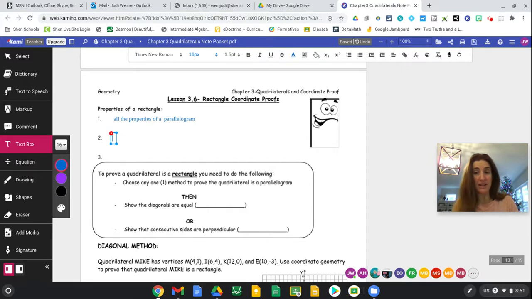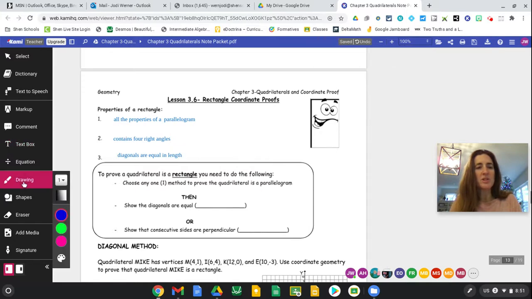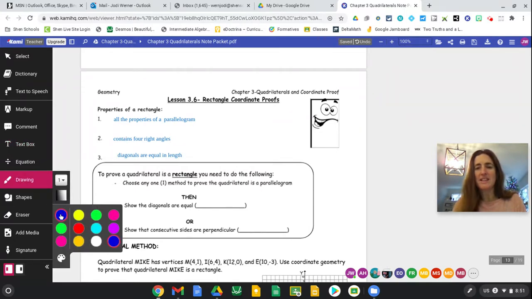The main important property to make it a rectangle is that it contains 4 right angles. So if a parallelogram has 4 right angles, then it's a rectangle. And the other fun property is that the diagonals are equal in length, or equal in measure. So if you were to draw the diagonals from corner to corner, they're going to be the exact same length.